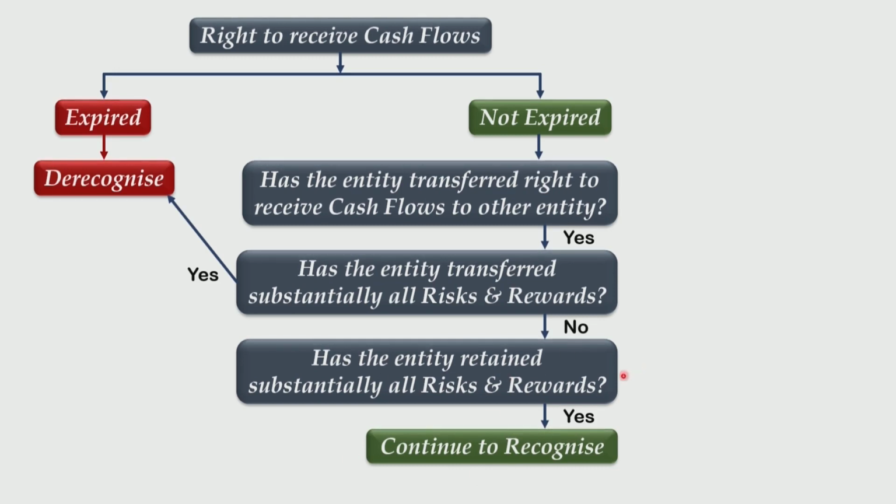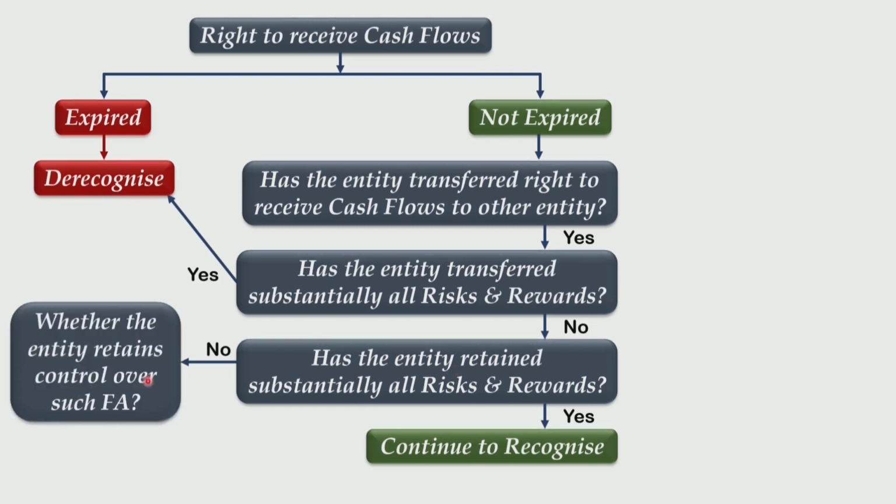However, if the answer to this question, that is, have you retained the risk and reward, is no, then there is a confusion. When it is asked whether the entity has transferred substantially all risks and rewards, we say no, the entity has not transferred. That means the entity should have retained all risks and rewards, and the answer to that also is no. That means neither such risks and rewards have been transferred nor retained. Then the only factor that you have to look into is whether the entity has control over such financial asset. In other words, does it retain control over the financial asset? If the answer is yes, continue to recognize the financial asset. If the answer is no, then simply derecognize the financial asset.